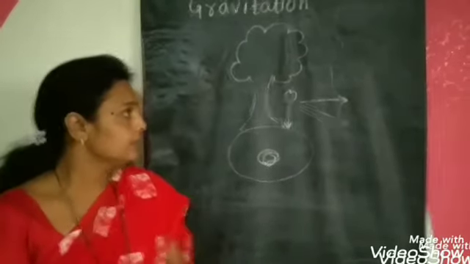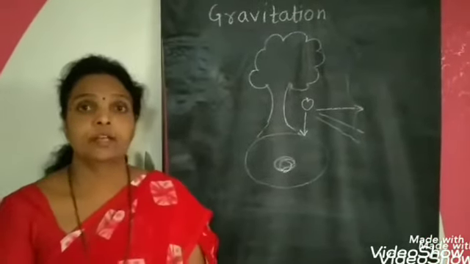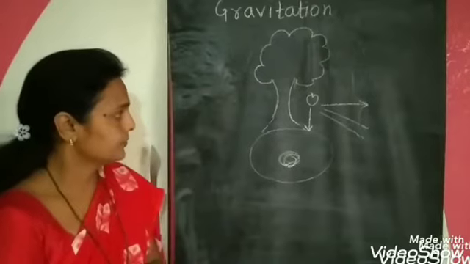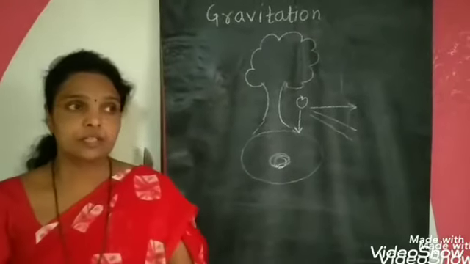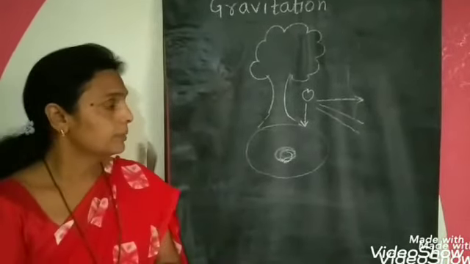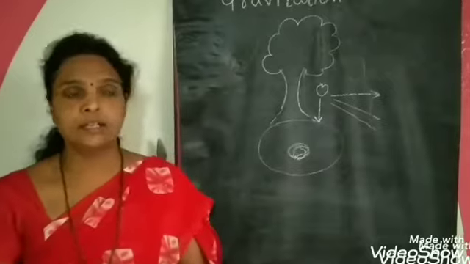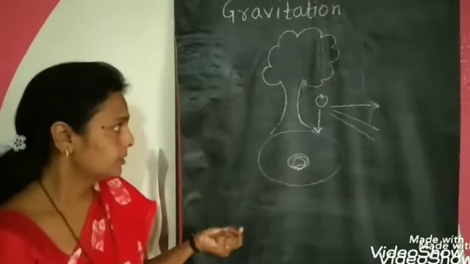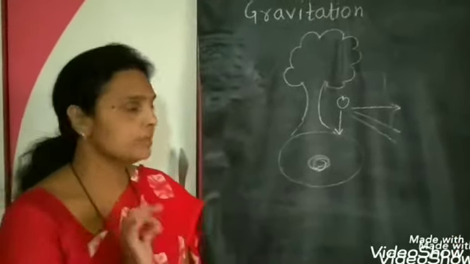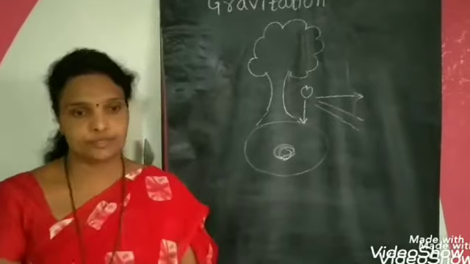So what is meant by gravitation? The property of attraction in the universe is called gravitation. Now, which force is present on the earth? That is the gravitational force. And because of this gravitational force, we are moving here and there, and every movement occurs smoothly on the earth because of this force.